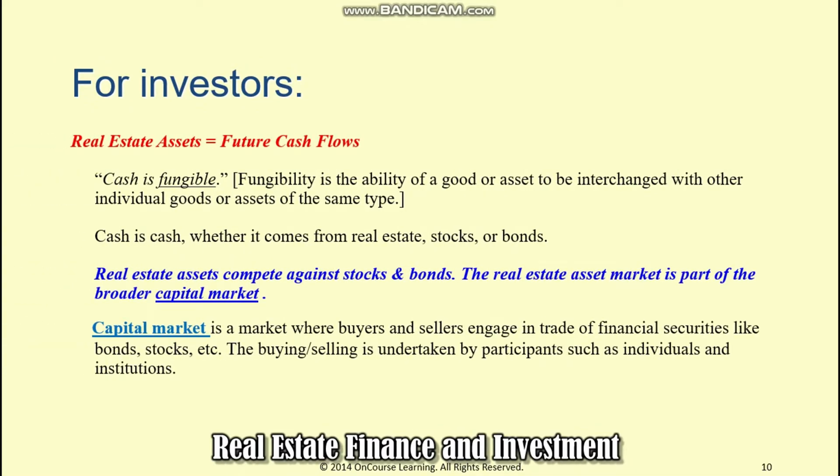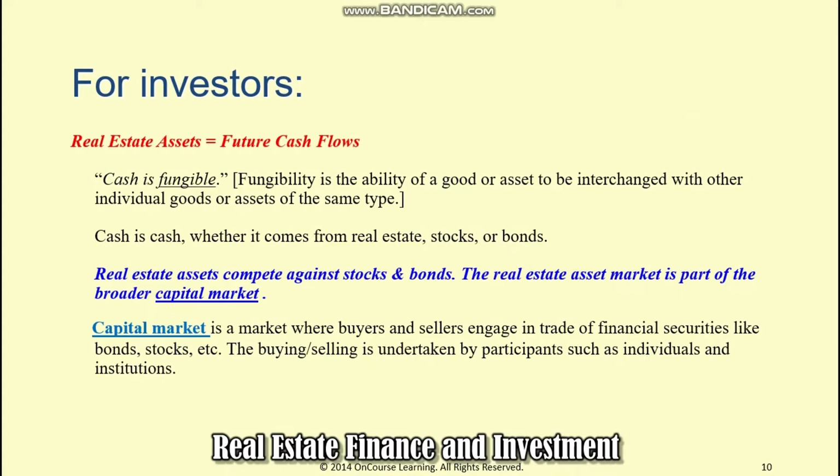For investors, real estate assets must be able to generate future cash flows or cash. What is cash? Cash is fungible. Fungibility is the ability of a good or asset to be interchanged with other individual goods or assets of the same type. Real estate assets compete against stocks and bonds. The real estate asset market is part of the broader capital market.